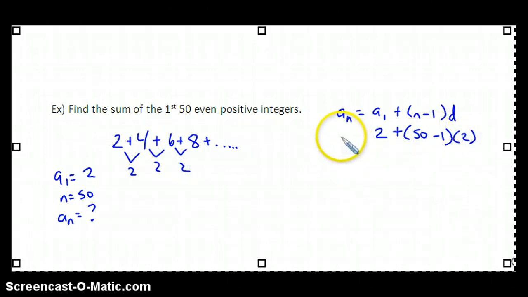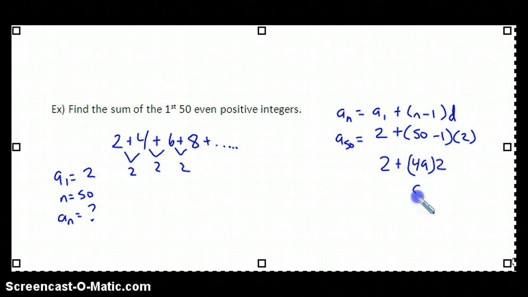So I can find the 50th term of the sequence by putting in an n of 50, because there's 50 numbers. So in this case it would be 2 plus 49 times 2. 49 times 2 is 98. Add that, I would get 100. So the 50th term of the sequence would be 100. You could figure that out also if you just started counting by 2's. You'd know that you'd have to get all the way up to 100 if you do 2 times 50.